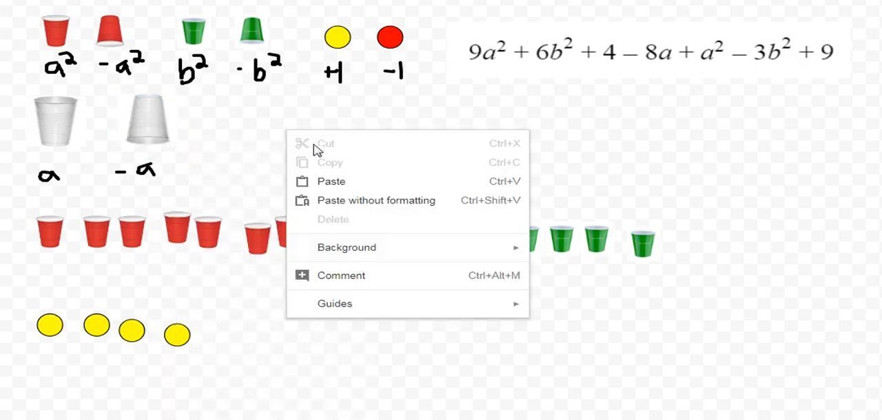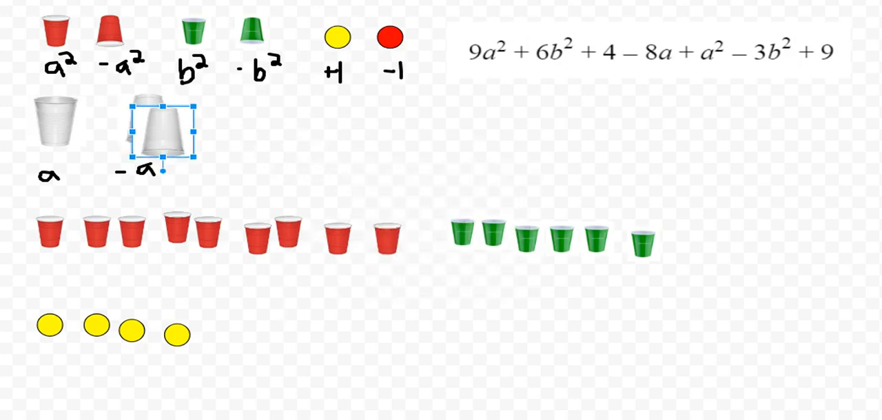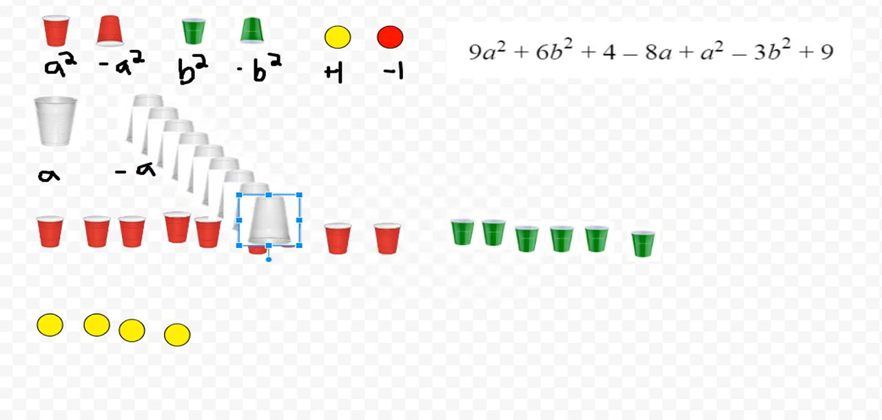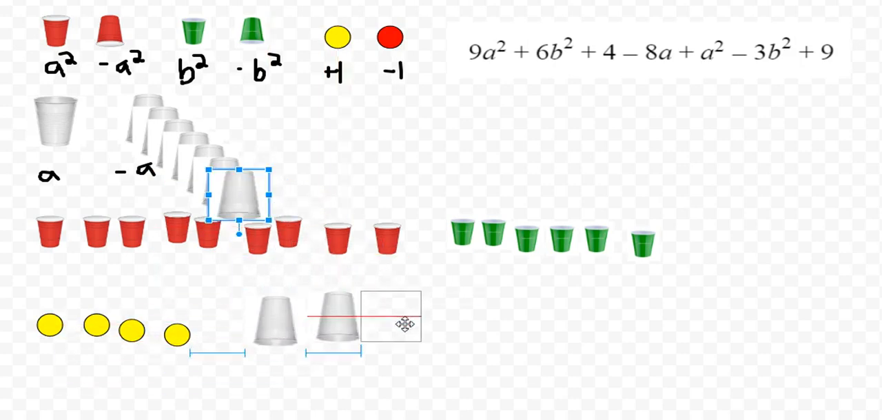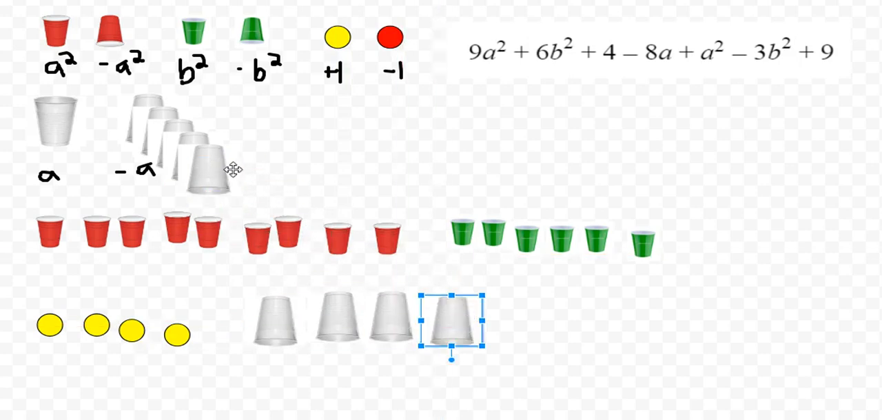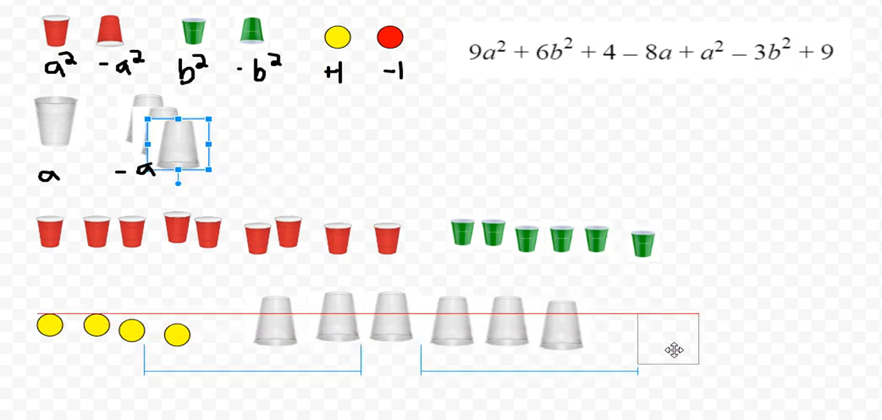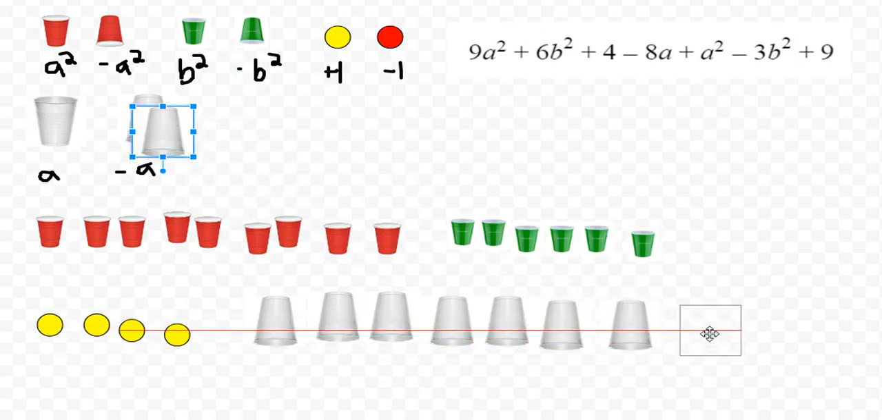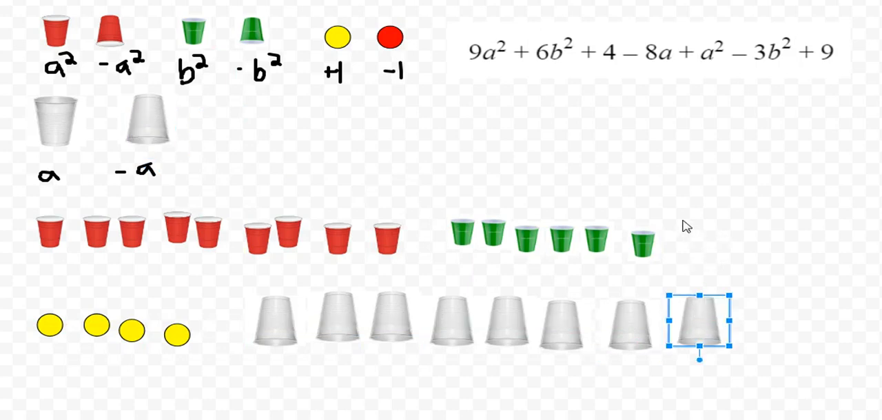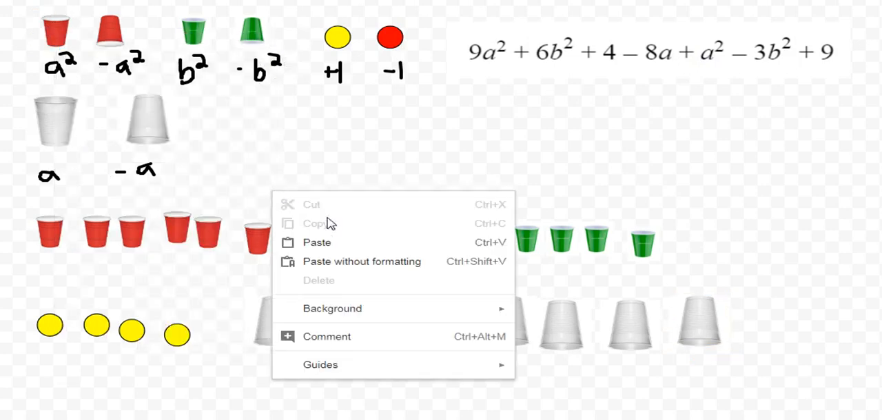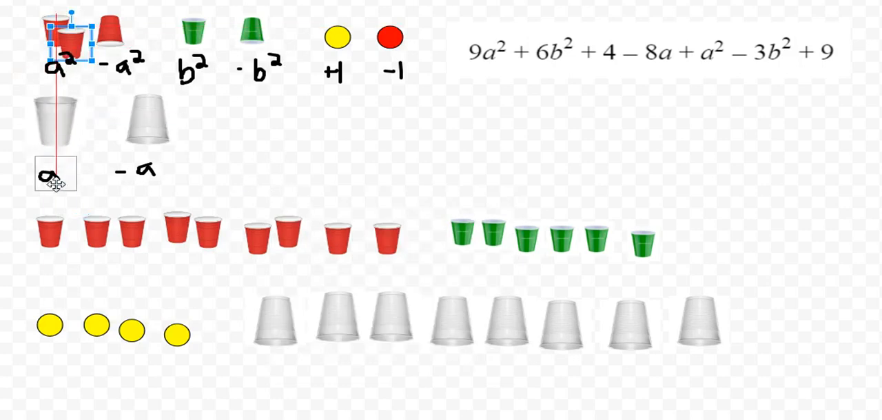1, 2, 3, 4, 5, 6, 7, 8. So far, I'm not seeing anything that's dropping out. And I'm going to add another a squared. So I need another one of these. That's going to come down here. I'll add it with the other ones.